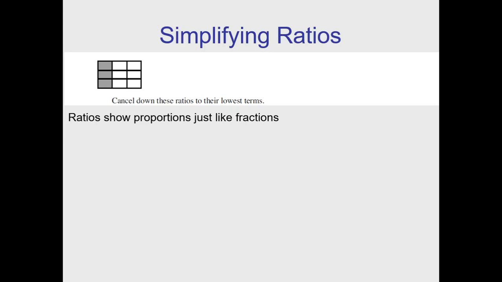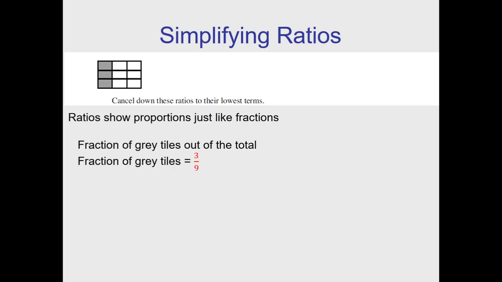Now, I've done this to show you how both ratios and fractions explain the proportions of a total. That is, they define the relationship between the different parts that make up the whole. So for this fraction, I would say that of this rectangle, the fraction which is shaded in gray is 3 out of a total of 9.